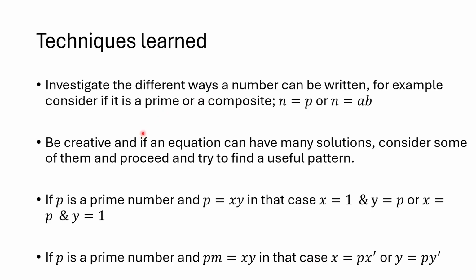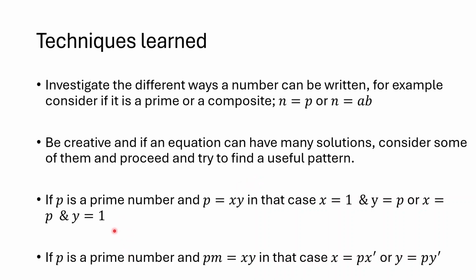Okay, so we have learned a few techniques or ideas. First one is to investigate the different ways a number can be written. For example, consider if it is a prime or is a composite number and evaluate what happens under each scenario. The second one is to be creative, and if an equation can have many solutions, consider some of them and proceed and try to find a useful pattern. So sometimes you face scenarios that have many solutions, but you can only see one of them. So try that one and proceed. Maybe that results in a useful idea later.